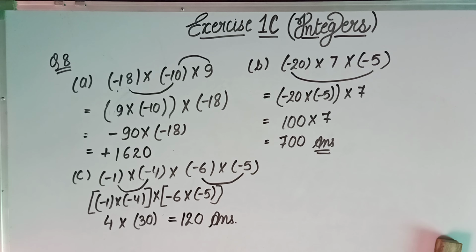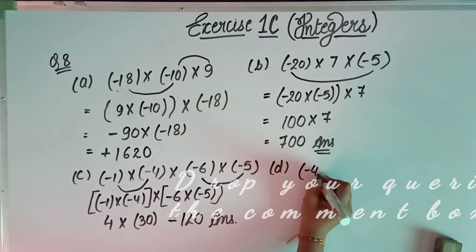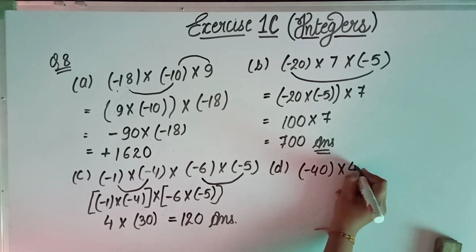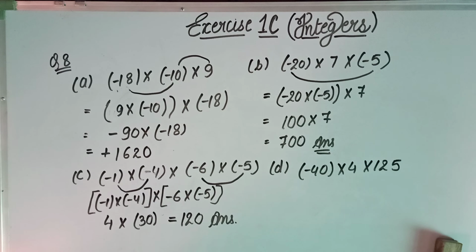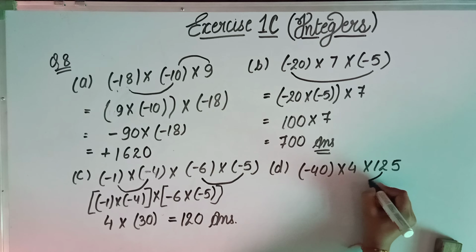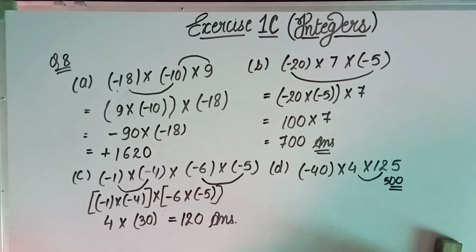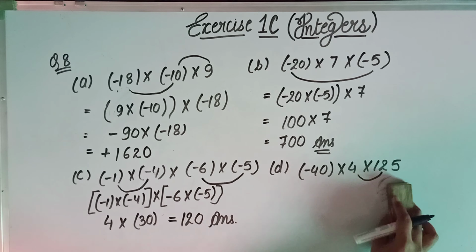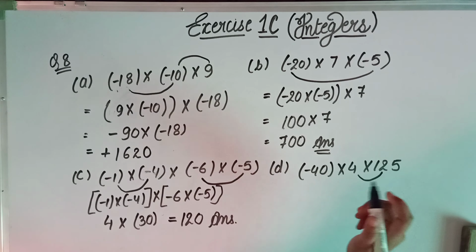Now let's move on to the D part. So our D part is minus 40 multiplied by 4 multiplied by 125. Okay, so if you make a group of 125 and 4, then you will get 500. So there are 2 zeros. Okay, so we always prefer more zeros. Okay, so here we are making these numbers into a group.